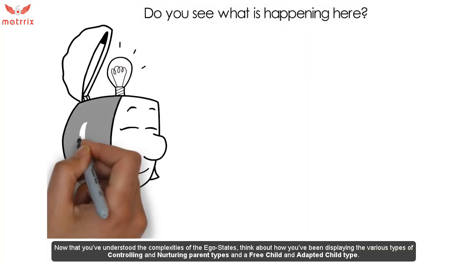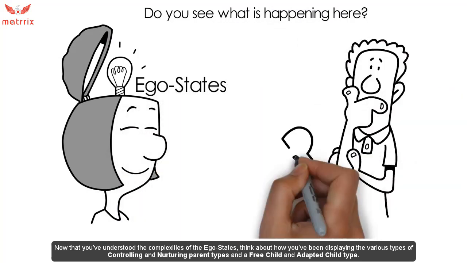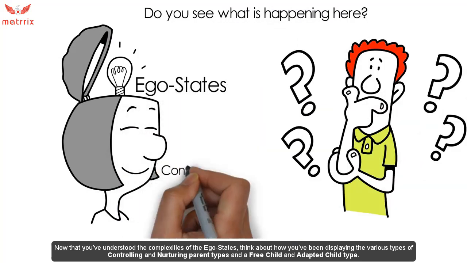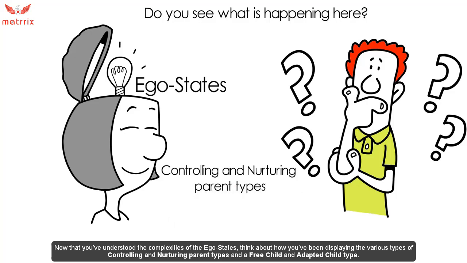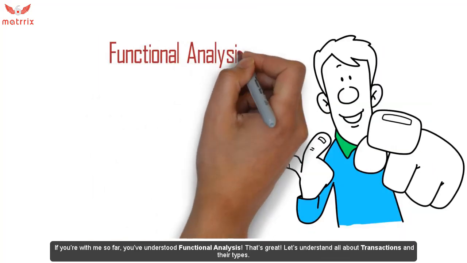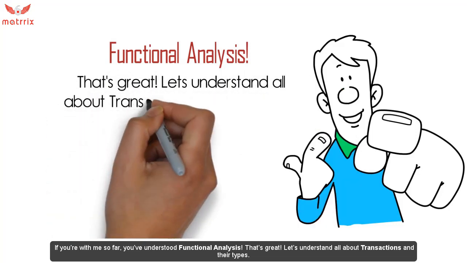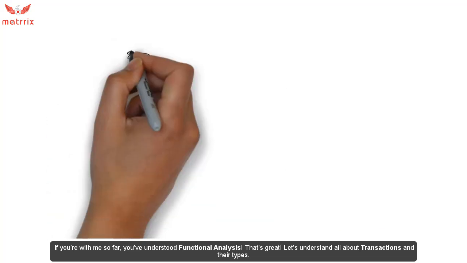Now that you've understood the complexities of the ego states, think about how you've been displaying the various types of controlling and nurturing parent types, and a free child and adapted child type. If you're with me so far, you've understood functional analysis. That's great! Let's understand all about transactions and their types.